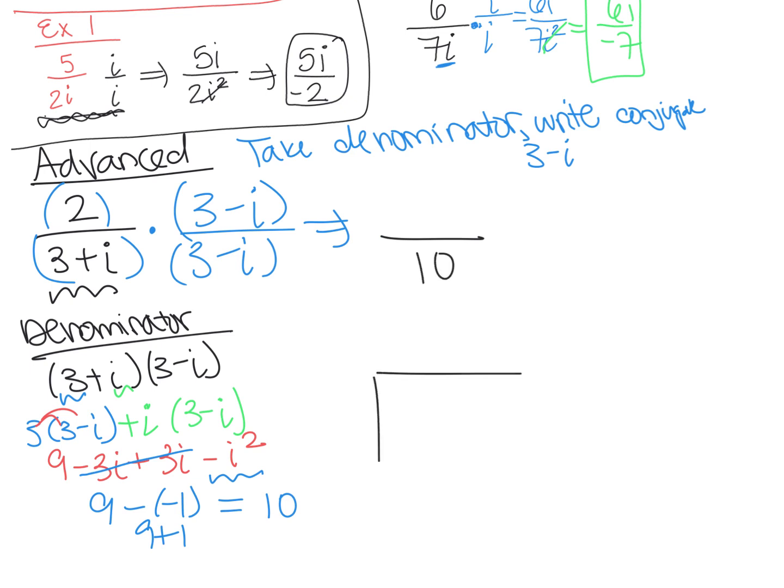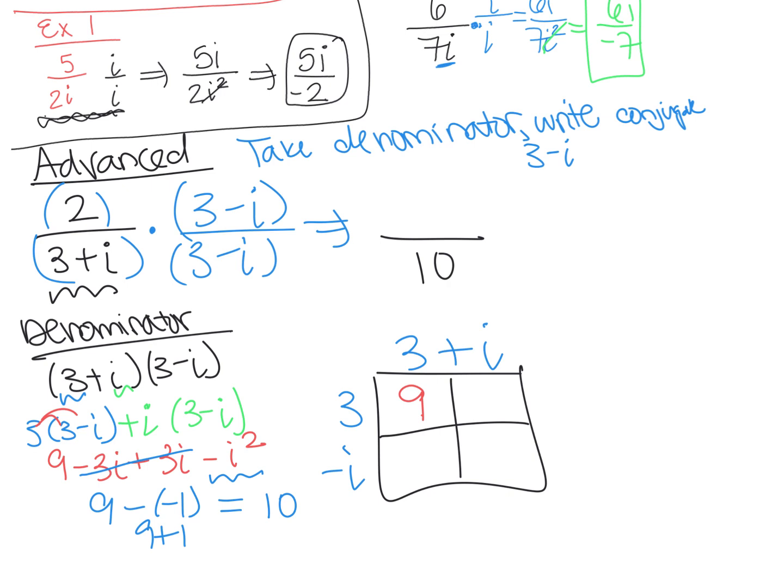Now, if you want to do the box method, this is what that would look like. I would have 3 times 3, which is 9. 3 times i is 3i. Then right here, I would have -1i times 3, which is -3i. And then -i times i, which is -i squared. See how the middle terms will cancel out? And also, that would become a +1. Either way, I get 10.